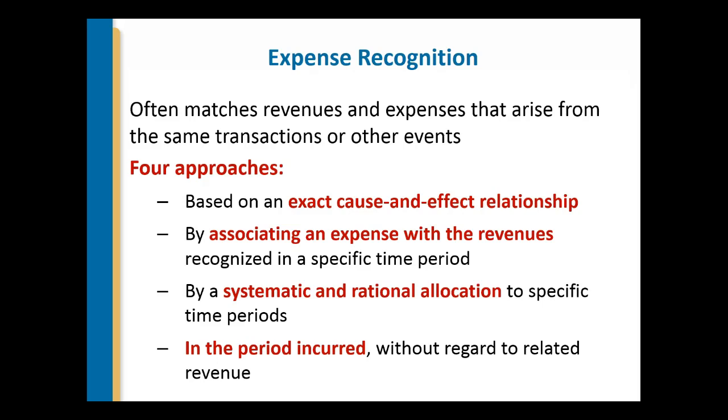Then, in the period incurred without regard to related revenues. So Google spends $1 million for a series of television commercials. It's difficult to determine when, how much, or even whether additional revenues occur as a result of that particular series of ads.